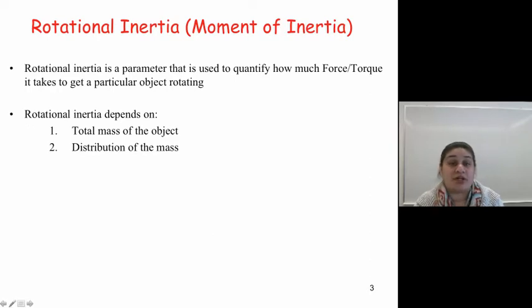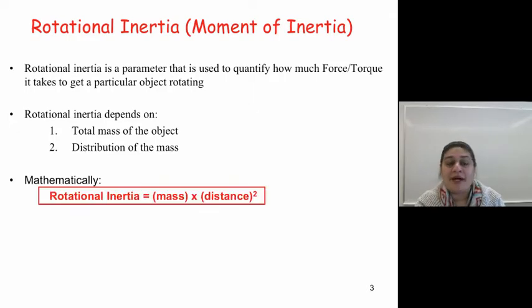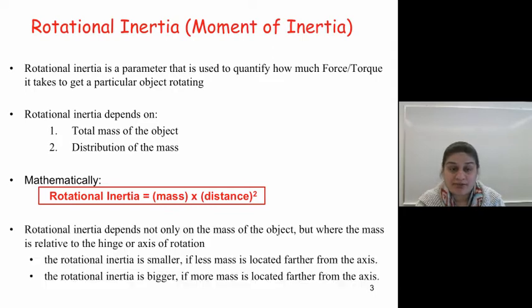Rotational inertia depends on the total mass of the object, and it also depends on the distribution of the mass itself. Mathematically, rotational inertia is given by mass times the distance squared. So here's the point. Rotational inertia depends not only on the mass of the object, but where that mass is placed relative to the hinge or the axis of rotation. If the rotational inertia is smaller, less mass is located further from the axis. If the rotational inertia is bigger, more mass is located further from the axis.